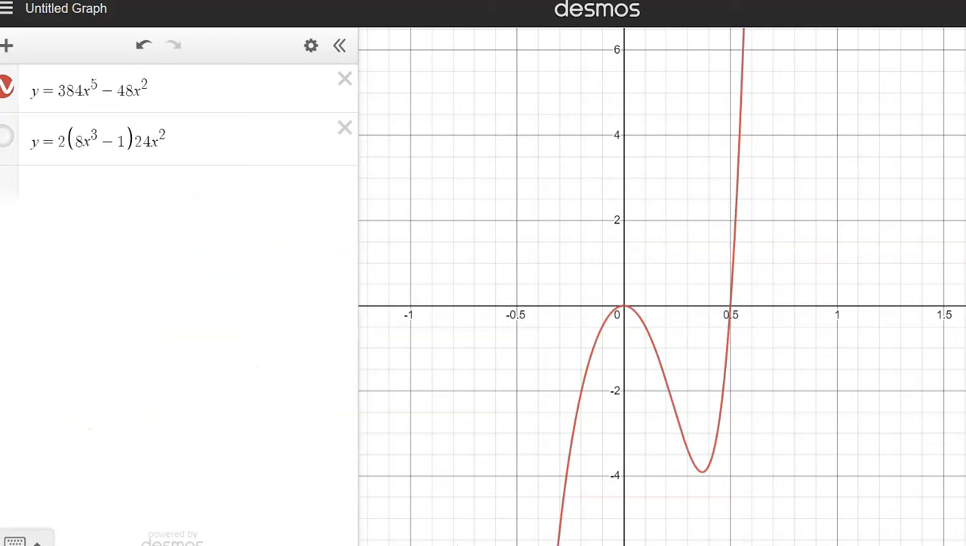These answers look so different, I was tempted to compare them on Desmos, but here's the first version. Well, actually, here's the first version, and here is the second version. You can see they are exactly the same.